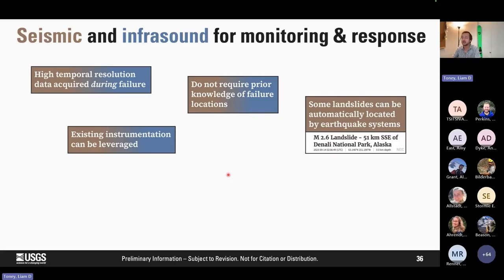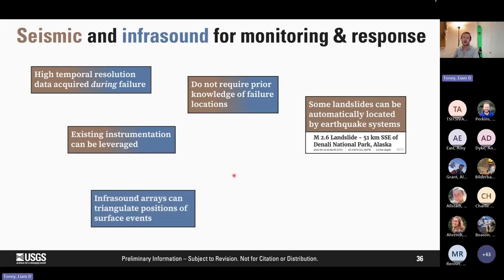This event showed us that some landslides are automatically located by earthquake systems. And this is a really exciting avenue to think about because on one hand, we can examine what aspects of this landslide contributed to it being detected by these operational systems, but we can also go back in, kind of open up the box of how these earthquake systems work to understand how they might be further modified to detect more landslides. Infrasound arrays can be used to triangulate the positions of surface events. So we had 4 arrays that captured this event.